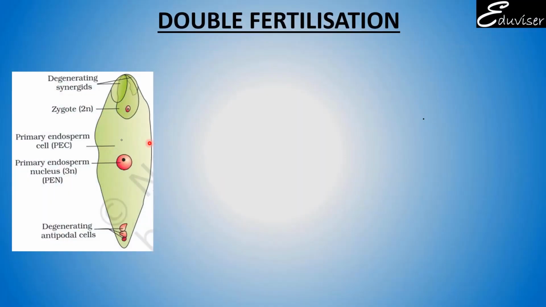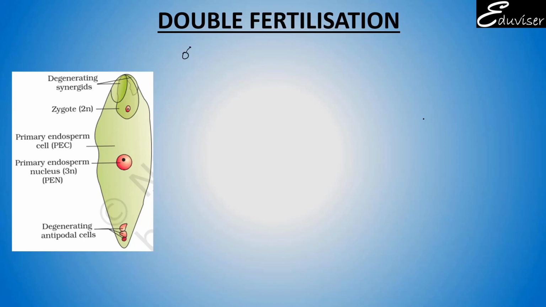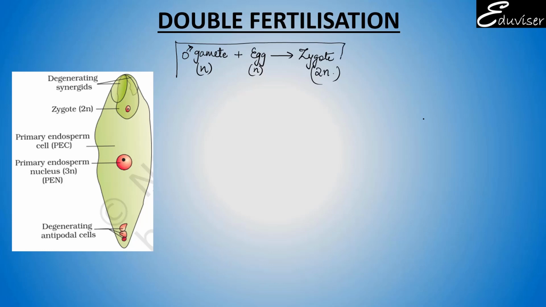Let me write it down. One of the male gametes fuses with the egg nucleus and forms the zygote. Let us talk about the ploidy level. The ploidy level of the male gamete is n, and the ploidy level of the egg is n, so the zygote comes into the diploid stage. This whole process is termed syngamy.